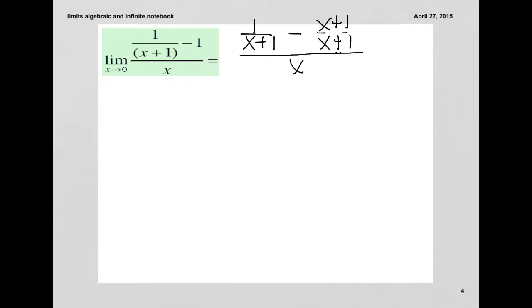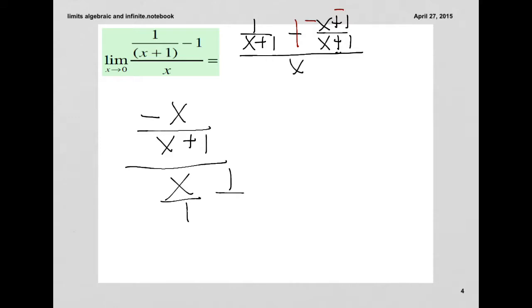Because I distribute the negative, I make this positive, change this sign, change this sign. So that gives me negative x over x plus 1, and all of that is over x. Now, it's still a complex fraction, so I need to get rid of the complex fraction. I multiply by the reciprocal of the denominator, which is 1 over x.